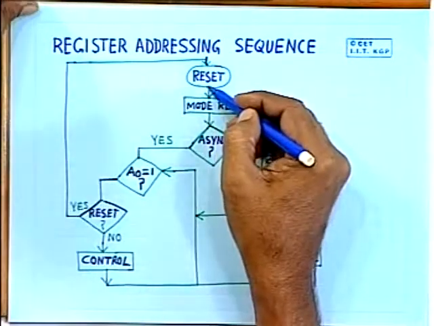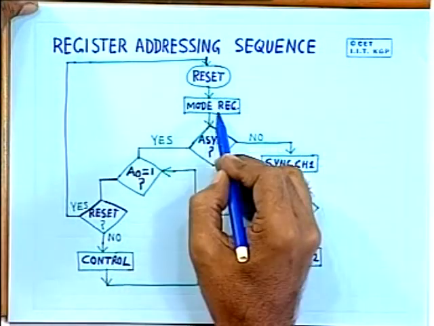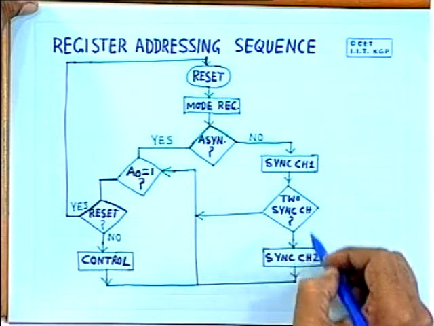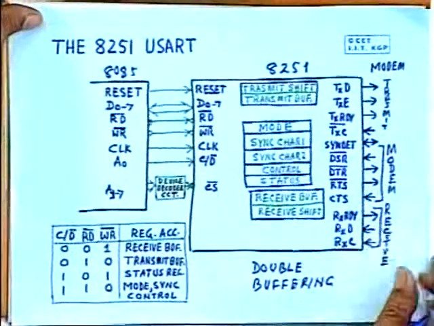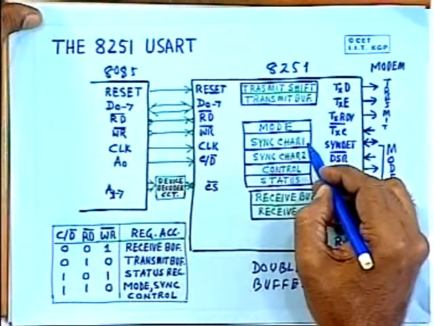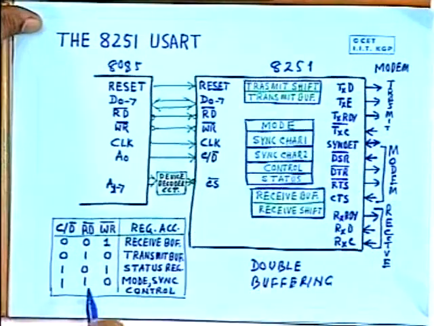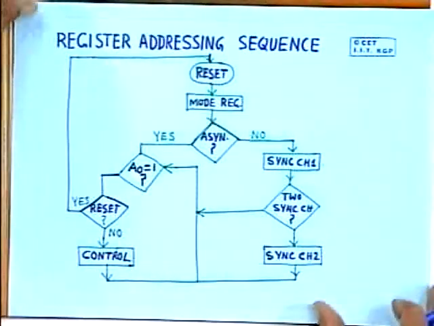That means after reset, if you follow this sequence, as you can see, you can access the mode register, control register, synchronization character 1 and synchronization character 2. All these 4 registers, mode, synchronization character 1, synchronization character 2 and control register, although they have the same address, can be accessed one after the other in a sequence, and that sequence I have already explained.